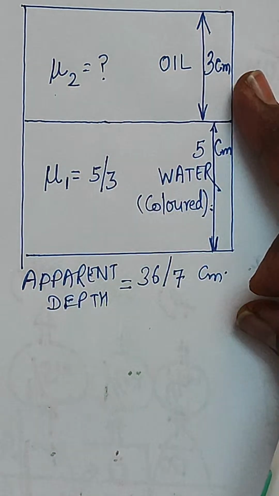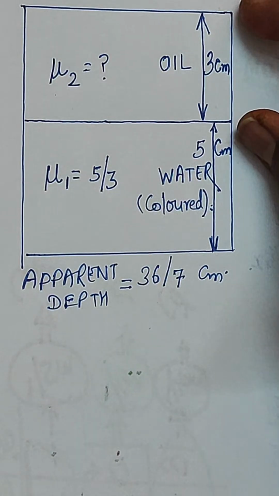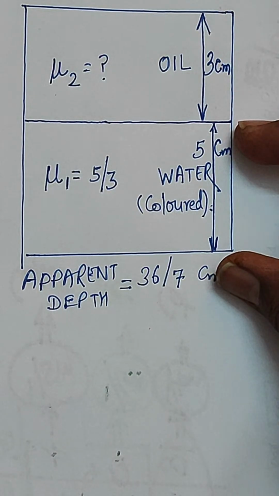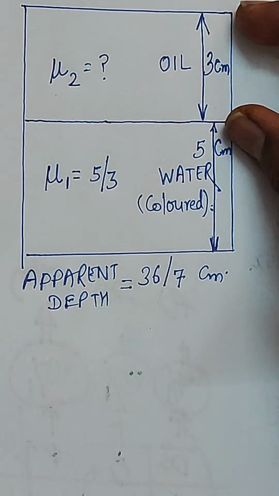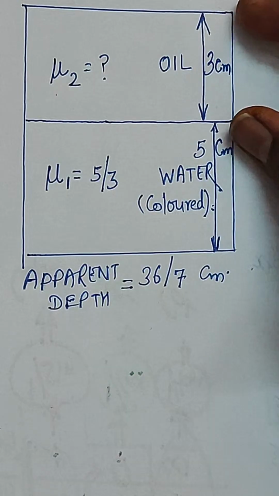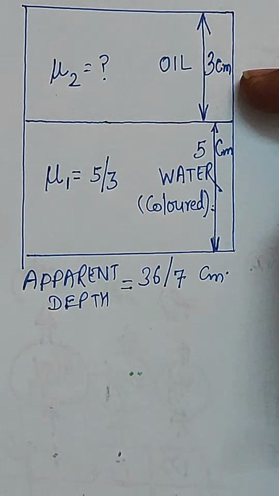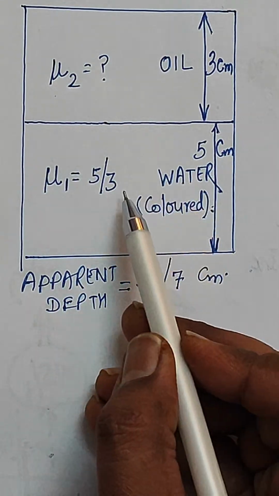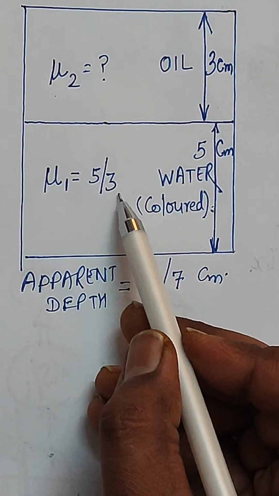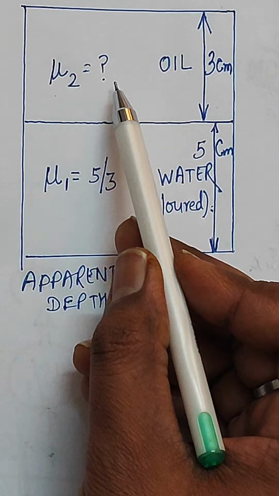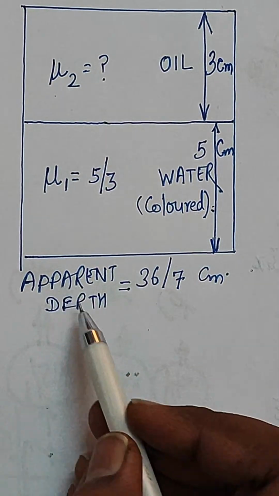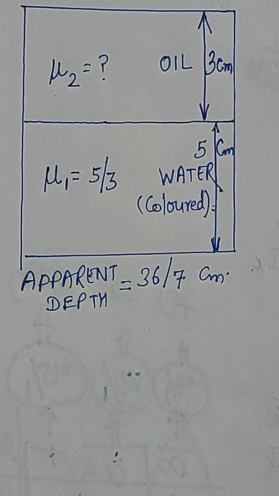So all the data in front of you: the height of the colored water level is given as 5 centimeter, above which the oil is floating, and the height of the floating oil is given as 3 centimeter. The refractive index of the colored water is given to you as 5 by 3. We need to find the refractive index of the oil when it's given that the apparent depth is 36 by 7 centimeter.